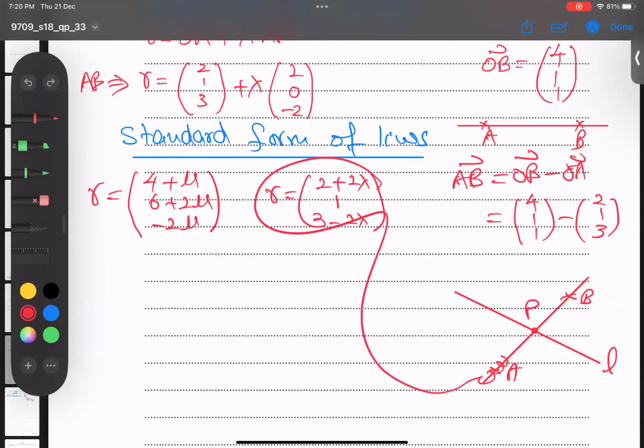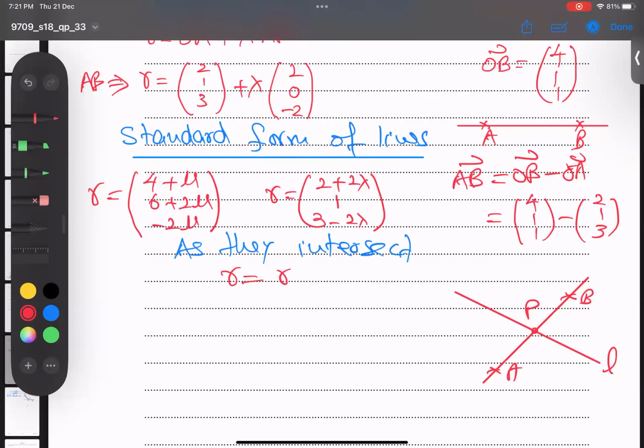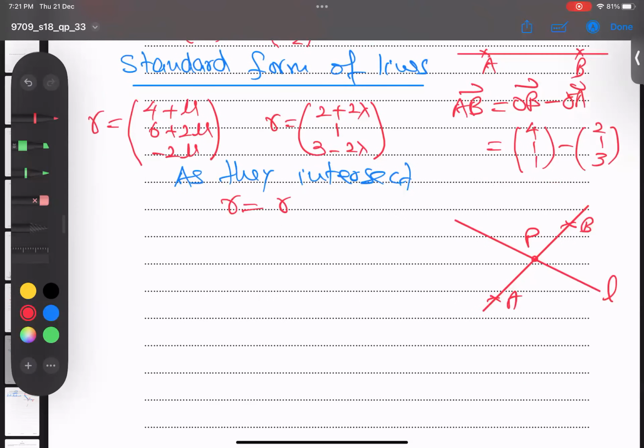So naturally R is equal to R. So I'm going to make the equations equal to each other. This part equals that, and I'm going to write it now here. 4 plus mu equals 2 plus 2 lambda. I believe you understood. Now this and this equal to each other: 6 plus 2 mu is equal to 1. Now the third equation: negative 2 mu is equal to 3 minus 2 lambda.